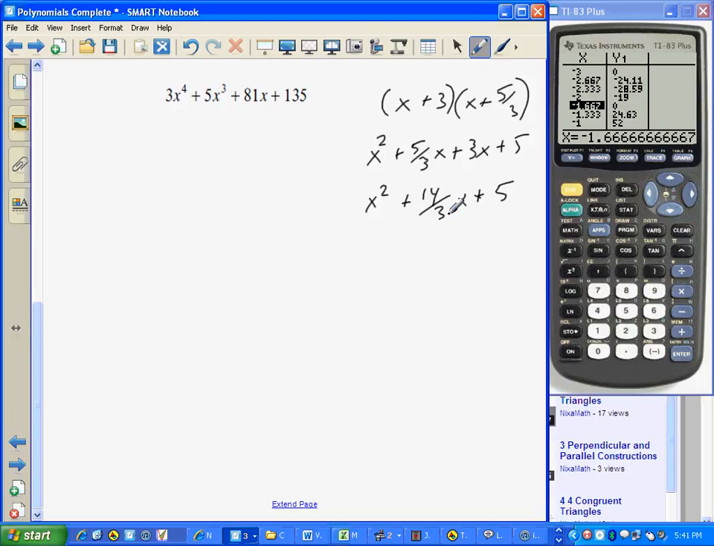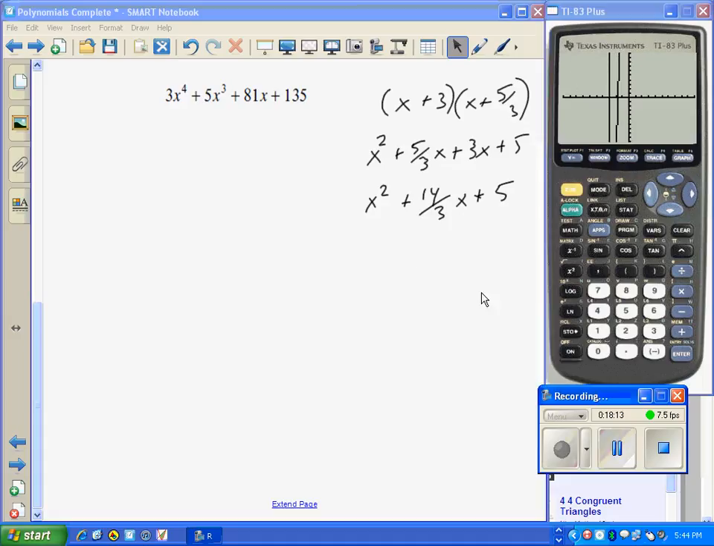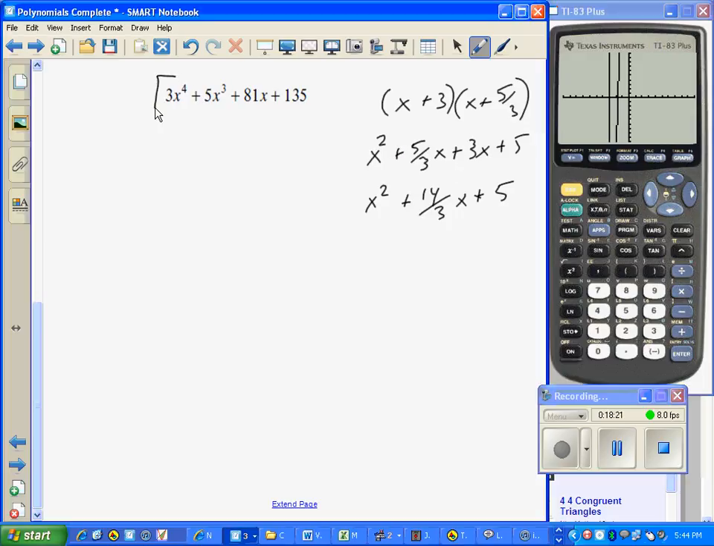Okay, and I know most of you are not going to want to do this because you see the fraction in there. There's really nothing wrong with having that fraction in there. So at this point, if you wanted to do synthetic division, you could. I'll show you how to do it with long division.